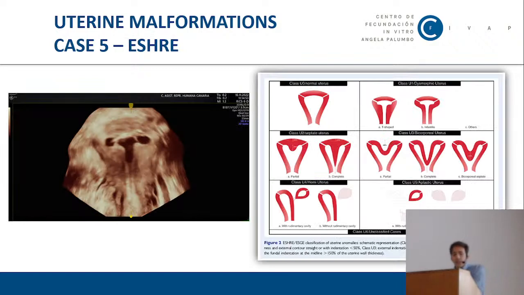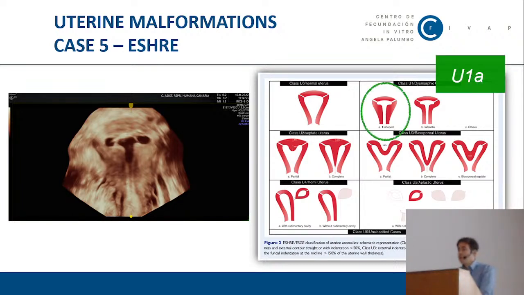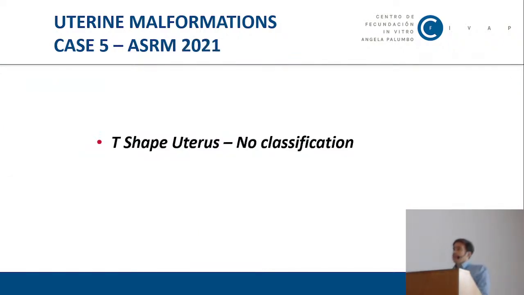This fifth case is a T-shaped uterus. We can see a T-shaped cavity here, but with a normal external uterus. So in the ESHRE classification, it will be a dysmorphic uterus with a T-shaped uterus. It will be a U1A. And with a normal vagina, normal cervix, it will be C0, V0. A T-shaped uterus has no classification in ASRM 2021.